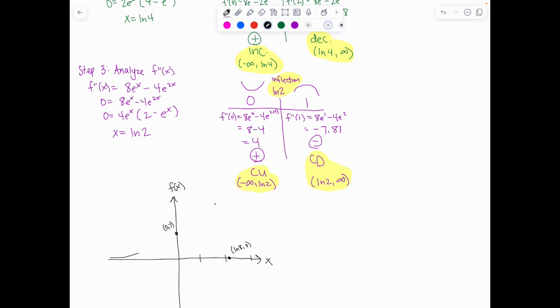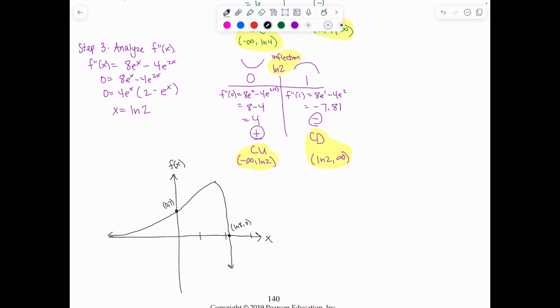So before we hit the max, we switch concavities. So we will be increasing and then decreasing. Concave up until concave down, increasing, hit the max, decreasing. Something like that. Again, for all of these, I would double check with your graphing calculator after you make your sketch.